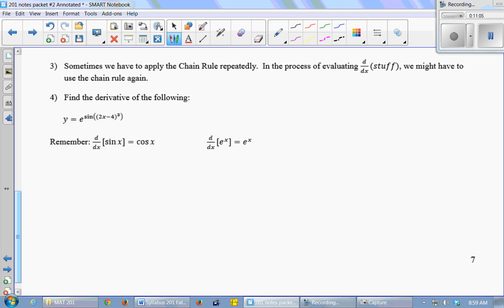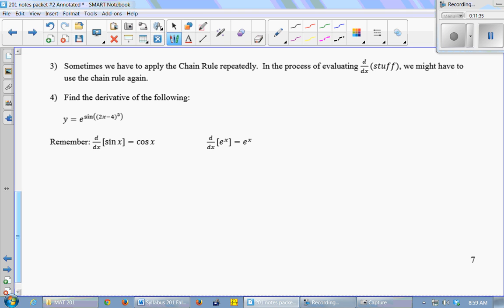Okay, so also, the other thing we're going to talk about today is when we have to apply the chain rule repeatedly. Sometimes in the process of evaluating the derivative of the stuff, the derivative of the inside function, you have to use the chain rule again when you're doing that. So for example, let's say I want to find the derivative of e to the sine of (2x minus 4) cubed.